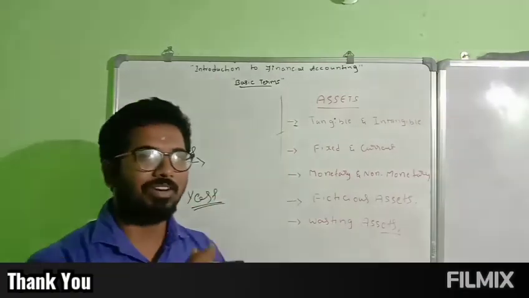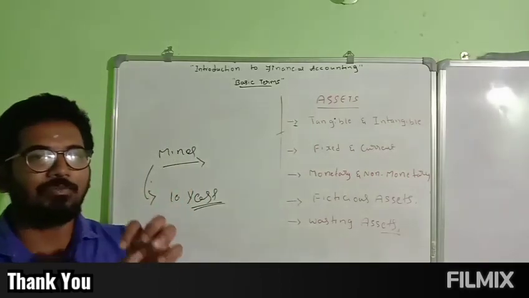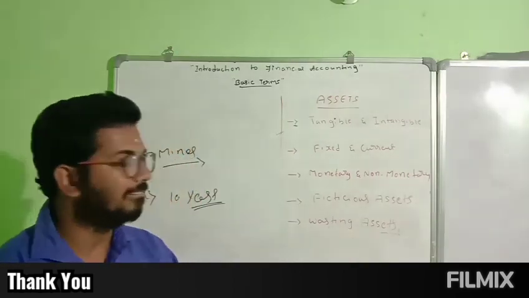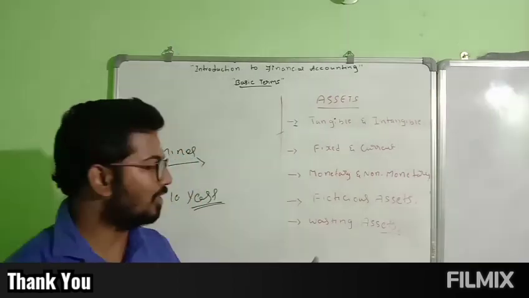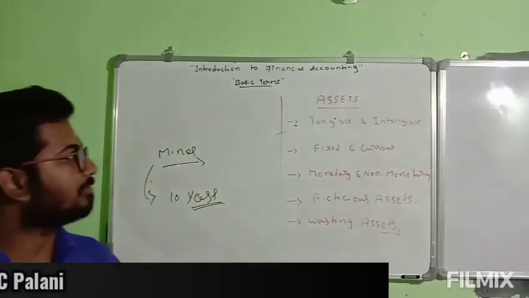Today we will extract something. We'll keep on extracting things from the mine. What happens? The value of the mine will become low after 10 years. Those kinds of things we call wasting assets. There are different types of assets. Thank you.